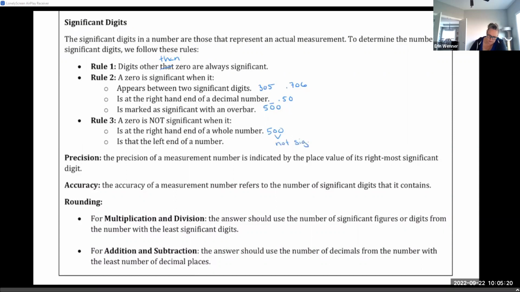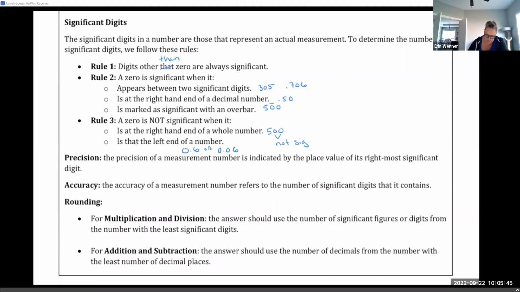And when it's at the left end of a number. So if I have 0.6 or 0.06, both of those zeros are not significant. Again, it's going to take practicing these rules and using them in order to become familiar with them.